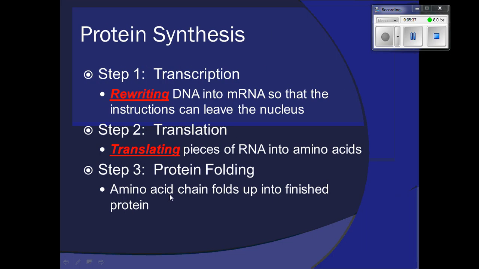But looking at the steps. So the first step is transcription. The second step is translation. And the third step is protein folding. So transcription here, we want to rewrite the DNA as messenger RNA so that the instructions can leave the nucleus. That is step number 1.